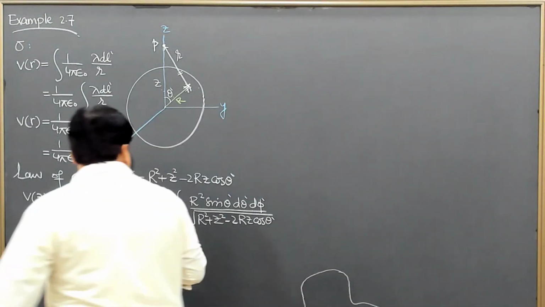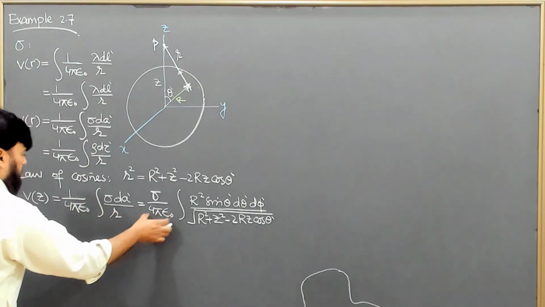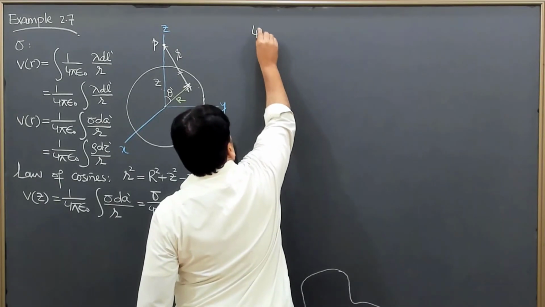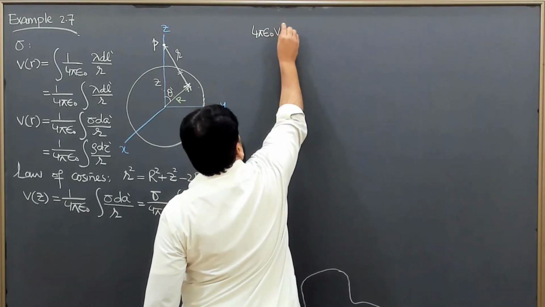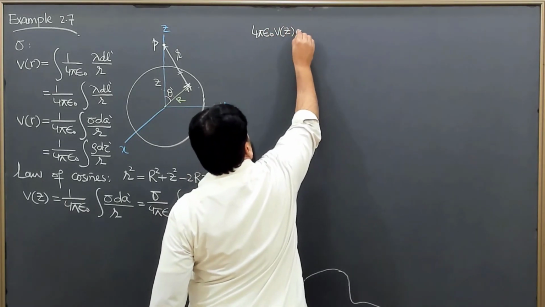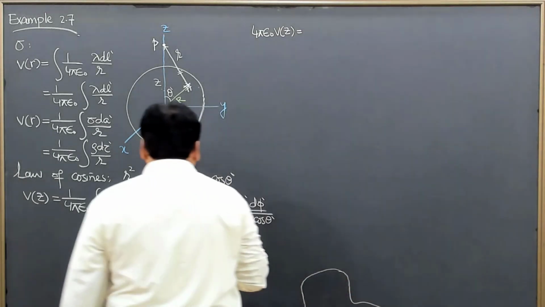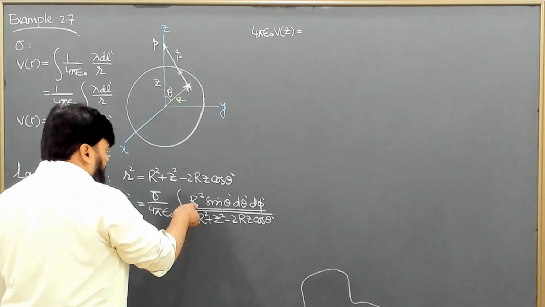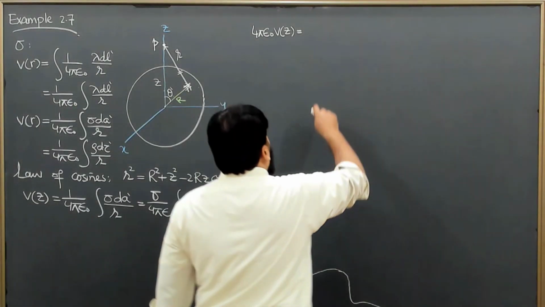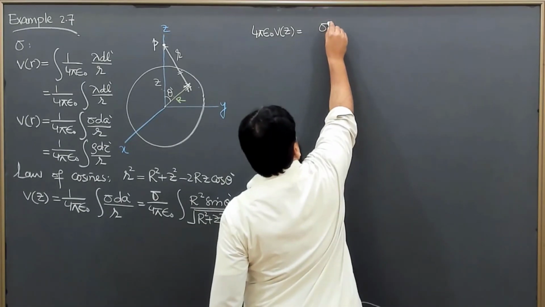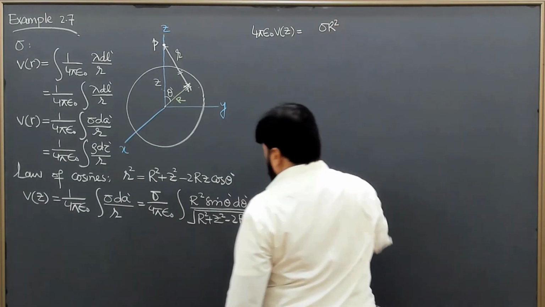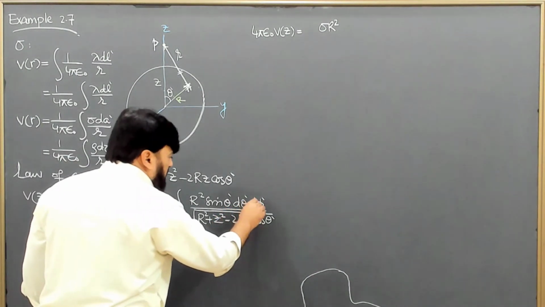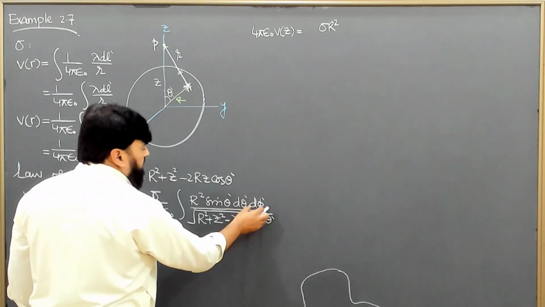Now in order to write it in a simpler form, let's multiply by 4 pi epsilon naught. So 4 pi epsilon naught V of Z is equal to sigma R square, since there is no integration on this one, and then when we integrate over spherical polar coordinates, d phi will give us 2 pi.